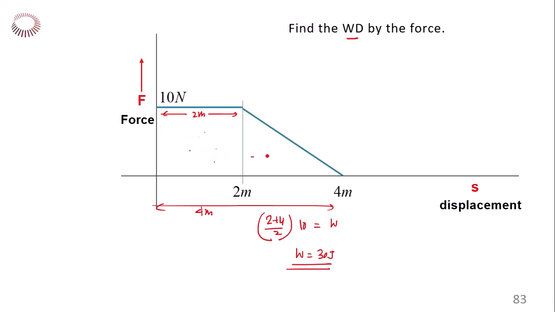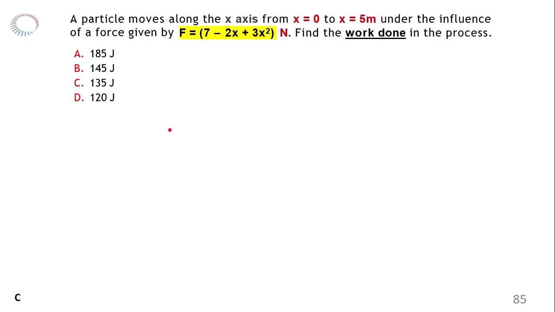If some amount of area comes in the lowermost part, then that area is to be taken as negative. Here the entire area is positive, so we are taking the work done to be positive. Now let us see this situation where the force is given by this variation. This force is a variable quantity, and the particle is displaced from x equals 0 to x equals 5 meter under the influence of this variable force. You are asked to calculate the work done.